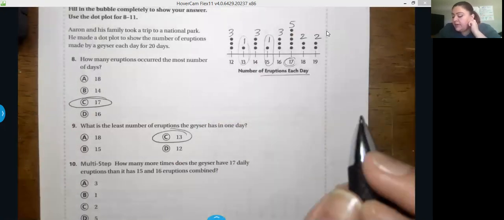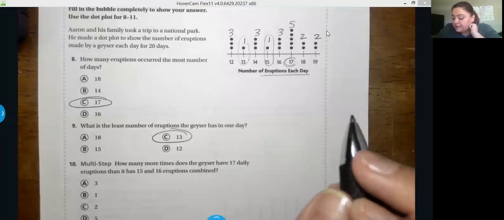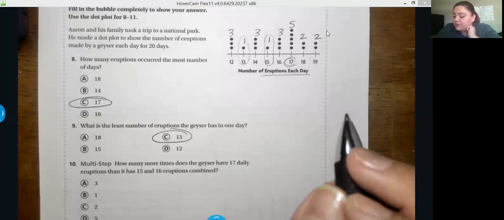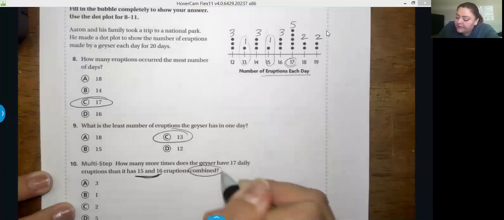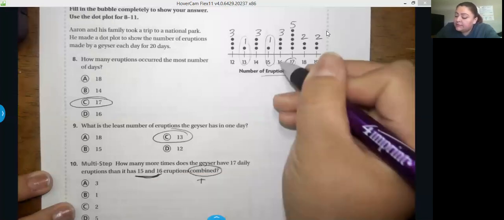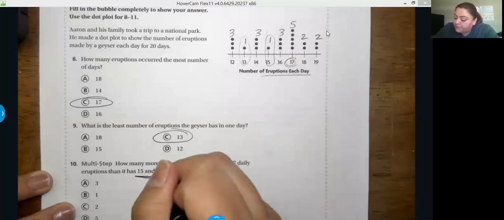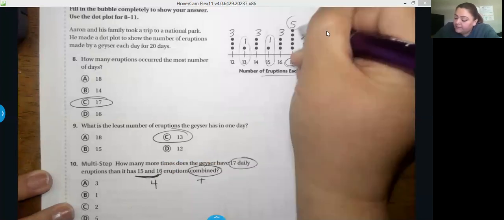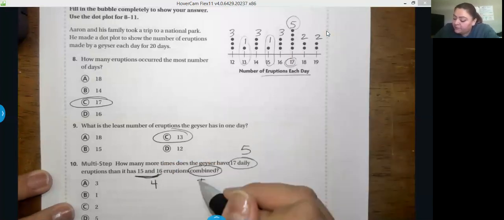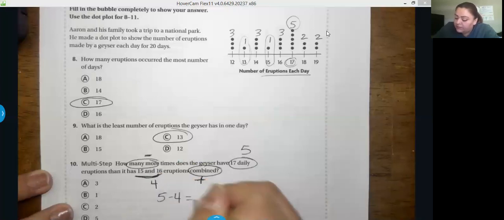Next one, how many more times does the geyser have 17 daily eruptions than it has 15 and 16 eruptions combined? So first of all, we need to do these things. When we see combined, we're adding them together. So 15 and 16 together, I've got 3 and 1. So this is going to be 4. How many do we have for 17? Let's go look and see. 5. So now that I've combined them, that was my first of adding. How many more? That tells me subtraction. So 5 minus 4, it would equal 1.